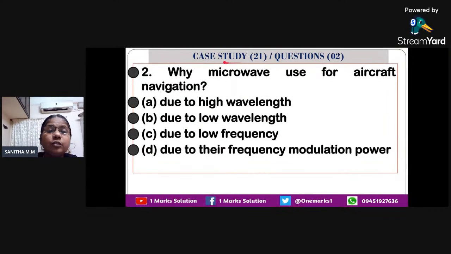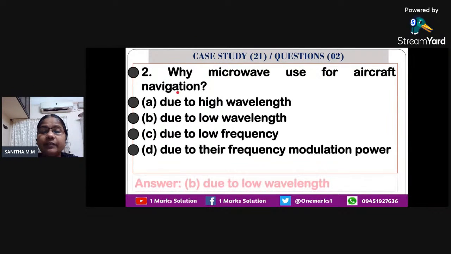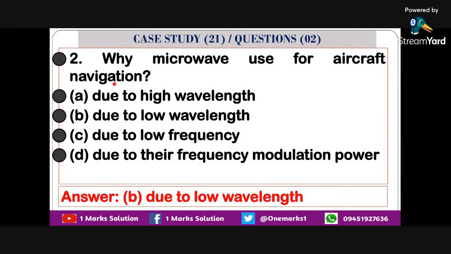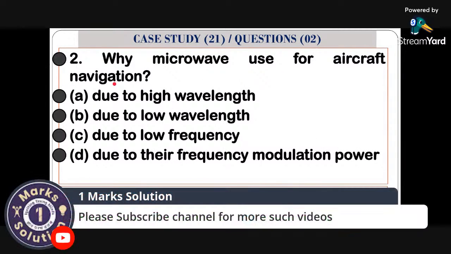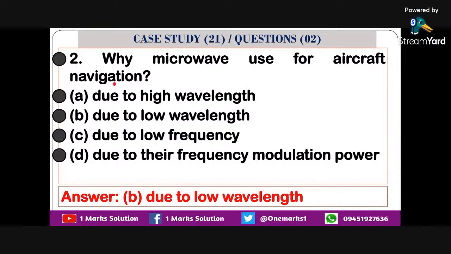Now let us move on to the next question. Why are microwaves used for aircraft navigation? Is it due to high wavelength? Is it due to low wavelength? Is it due to low frequency, or due to their high frequency modulation power? If it is having high frequency, we can write high frequency. But if the option is low wavelength, then don't think that it's very low. It is moderate wavelength, but given the option here, we can say it is of low wavelength.